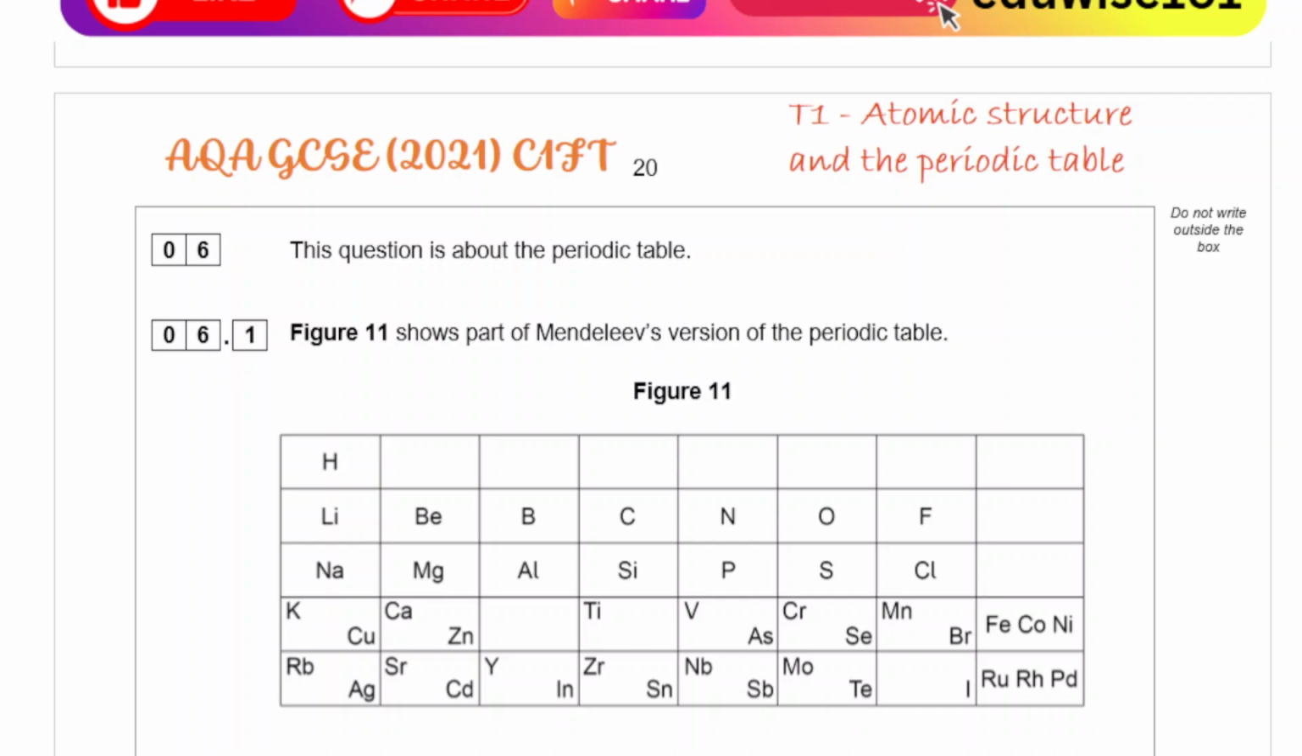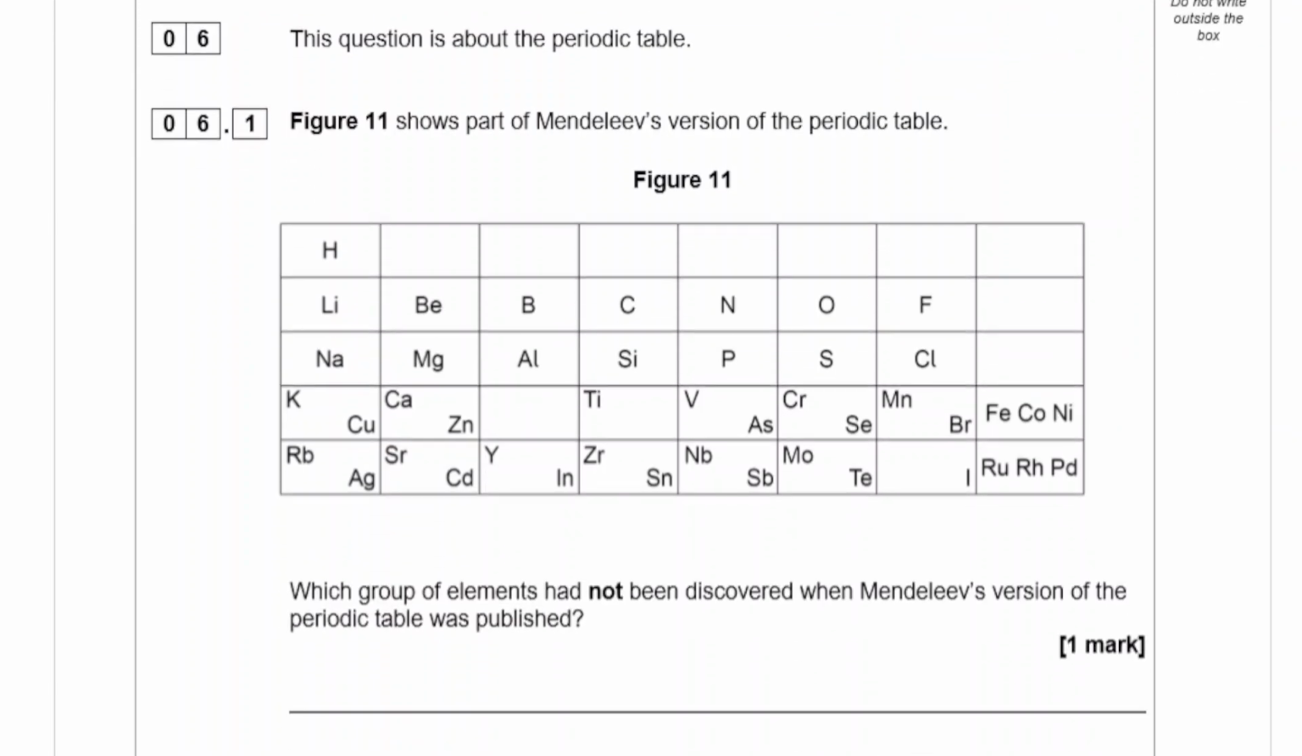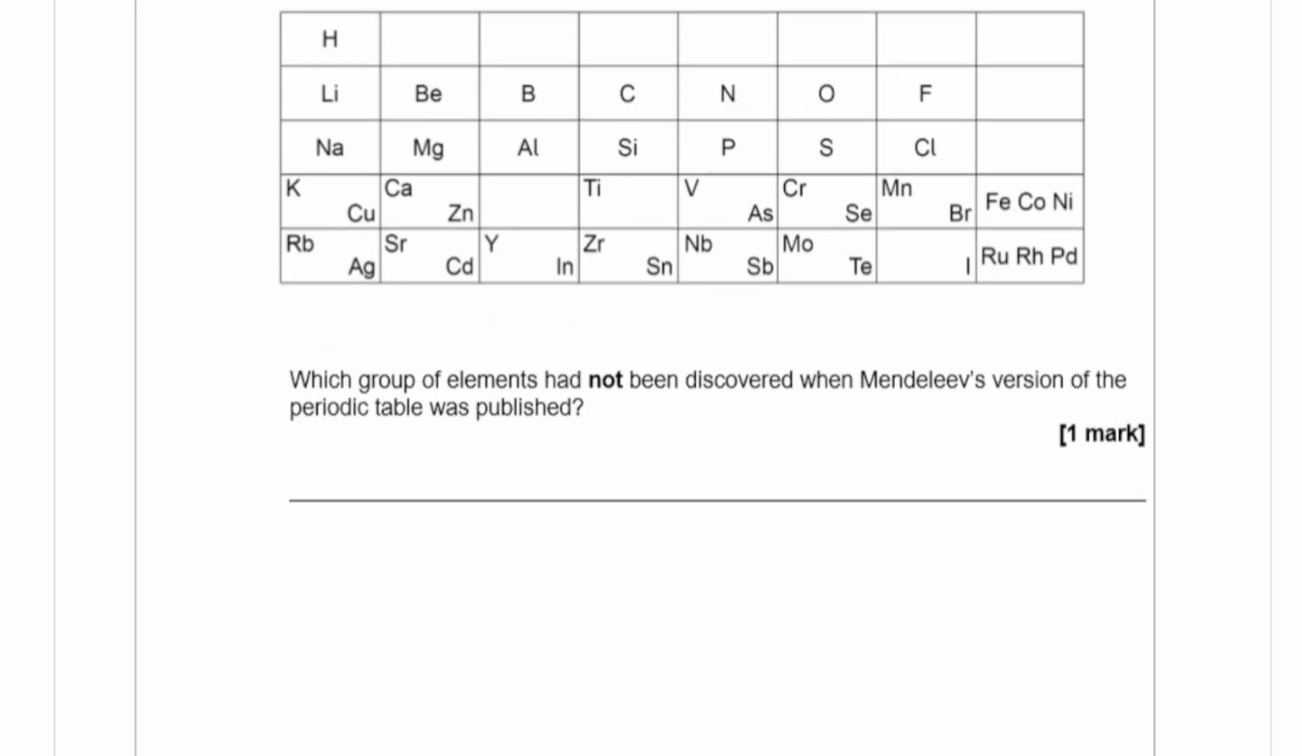This question is about the periodic table. Figure 11 shows part of the Mendeleev's version of the periodic table. So if this is Mendeleev's periodic table, which group of elements had not been discovered when Mendeleev's version of the periodic table was published, that would be group 0. For the noble gases.